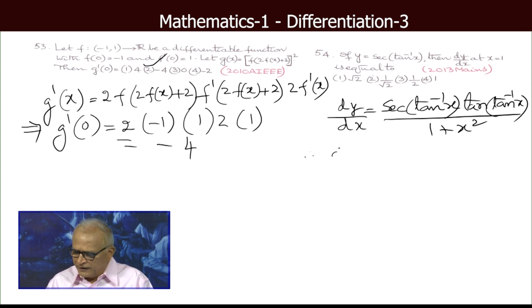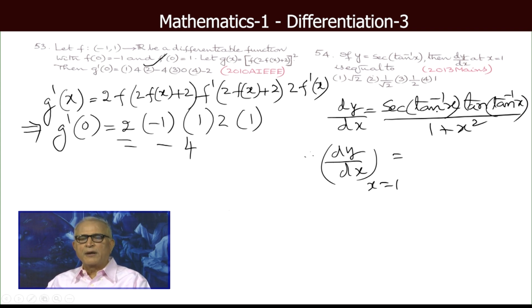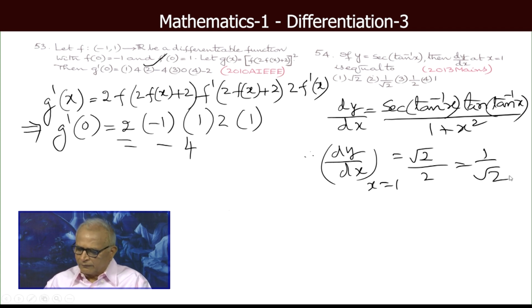Therefore, dy/dx at x equal to 1 is secant arc tan 1, which is pi by 4, secant pi by 4 is root 2, arc tan 1 is pi by 4, tan pi by 4 is 1, by 1 plus x square, 2, which is therefore equal to 1 by root 2. That is the second option.